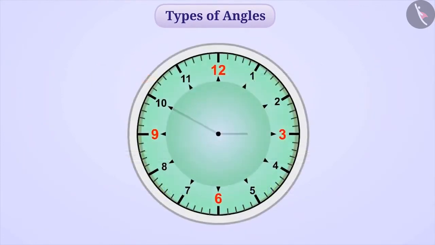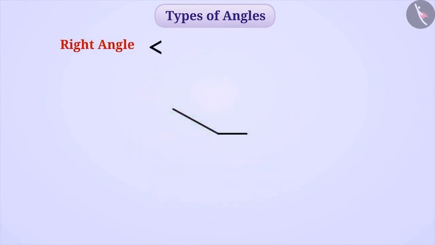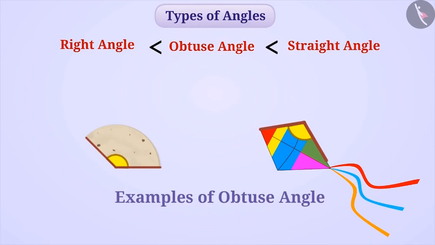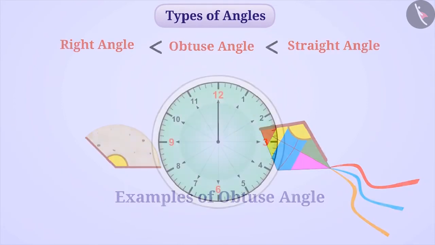Take a look at this clock here. Here, the hands of the clock are making an angle greater than a right angle but smaller than a straight angle. Such angles are called obtuse angles. Some examples of obtuse angles are as follows. Pause the video and give it a thought.